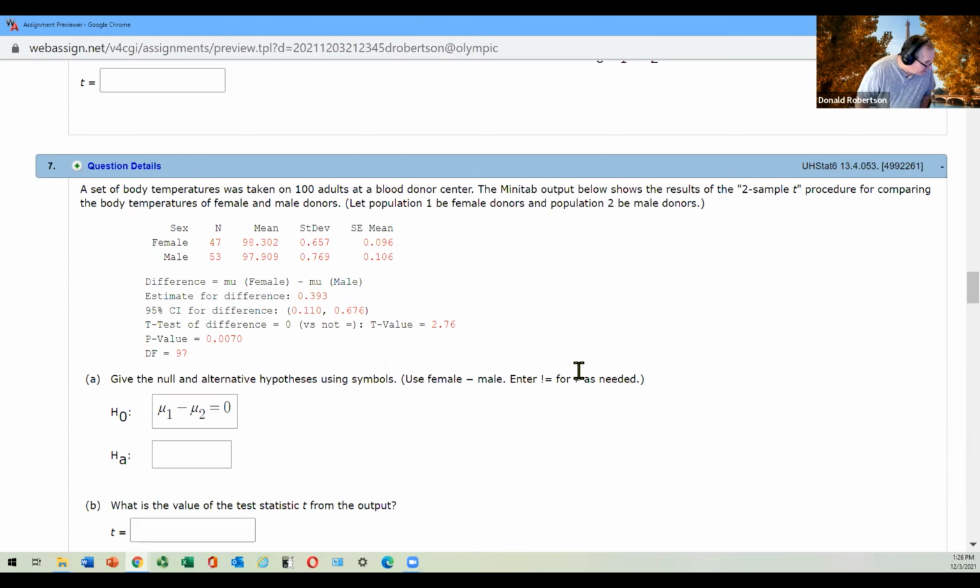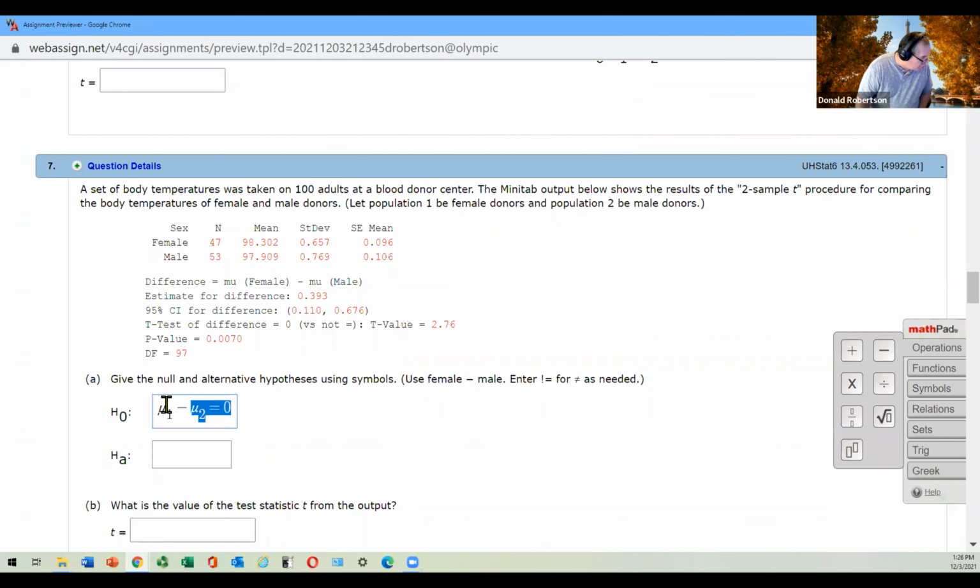Now, in this story here, they're kind of vague. I don't know if I'm trying to prove that females are bigger than males, females are less than males, or that they're just different. So I'll read it one more time in case I missed it. A set of body temperatures was taken of 100 adults. The Minitab output is shown below. 1 is females, 2 is males. Got it.